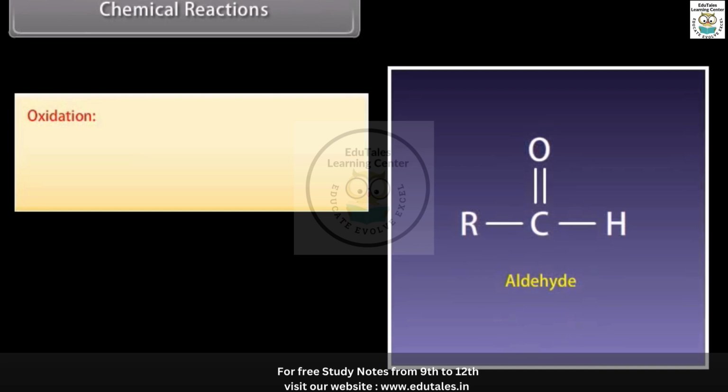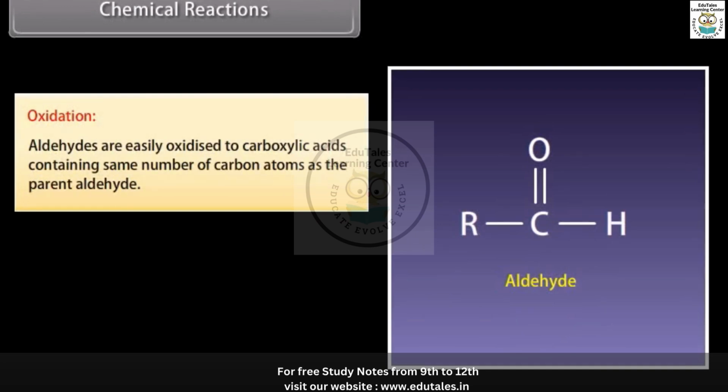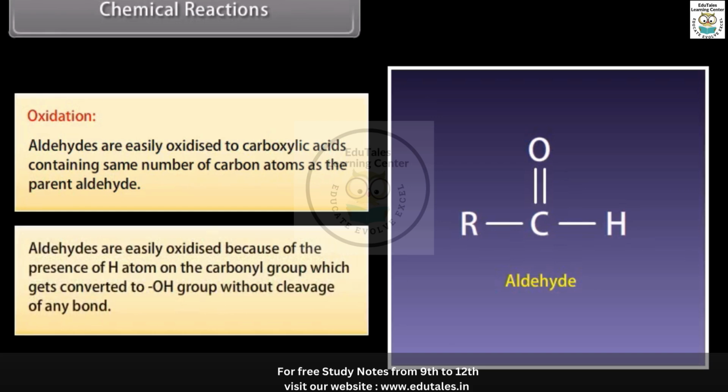Chemical reactions. Oxidation. Aldehydes are easily oxidized to carboxylic acids containing same number of carbon atoms as the parent aldehyde. Aldehydes are easily oxidized because of the presence of hydrogen atom on the carbonyl group, which gets converted to OH group without cleavage of any bond.